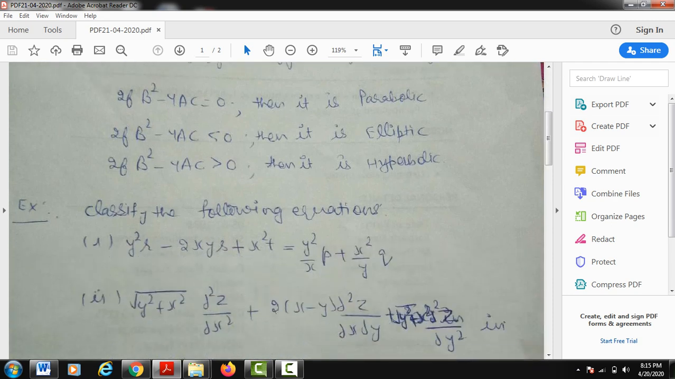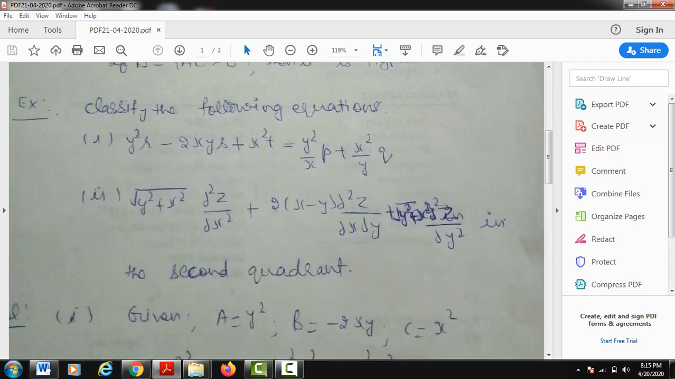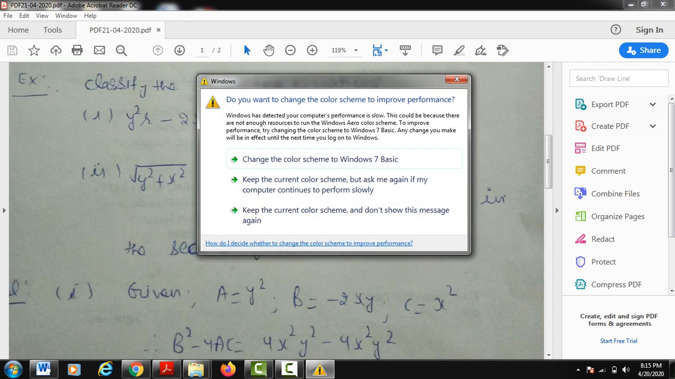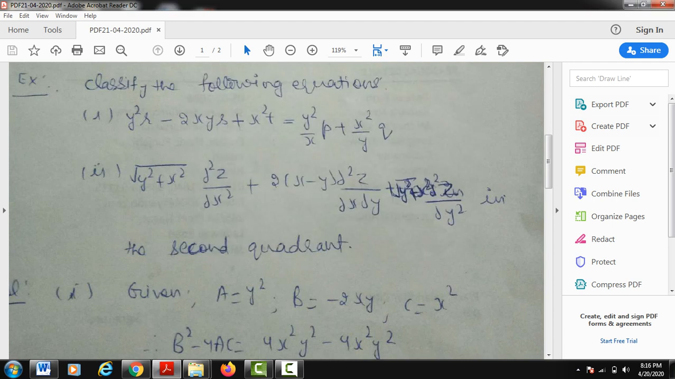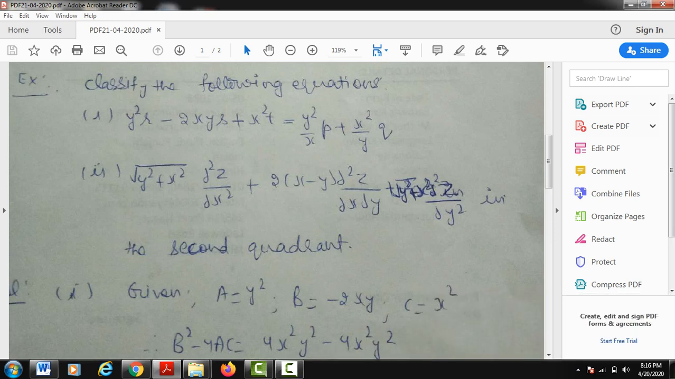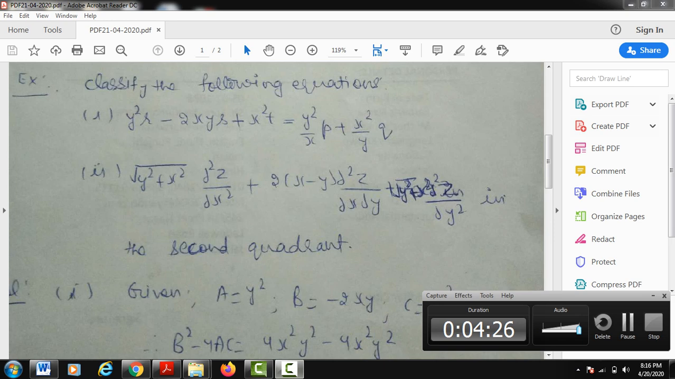Okay. Now I will illustrate this concept with the help of some examples. We have an example containing two parts. Classify the equation. First is y square r minus 2xy s plus x square t is equal to y square over x p plus x square over y q. Now what are r, s, t, p and q? Small p means ∂z/∂x, small q means ∂z/∂y, r means ∂²z/∂x², s stands for ∂²z/∂x∂y, and t means ∂²z/∂y².